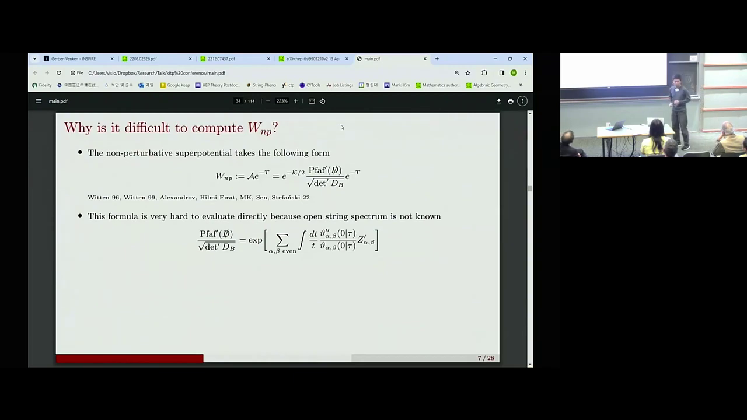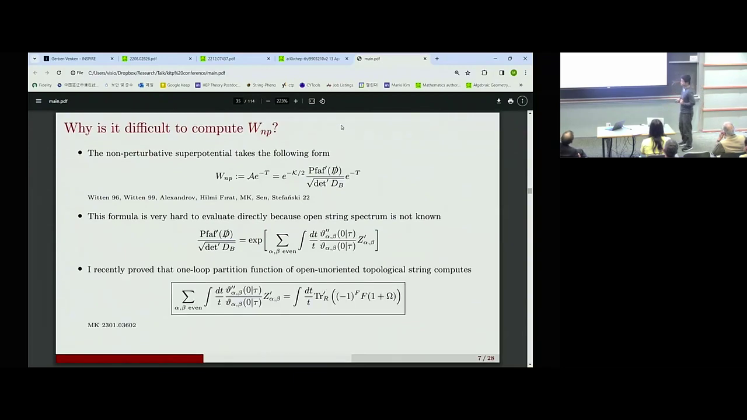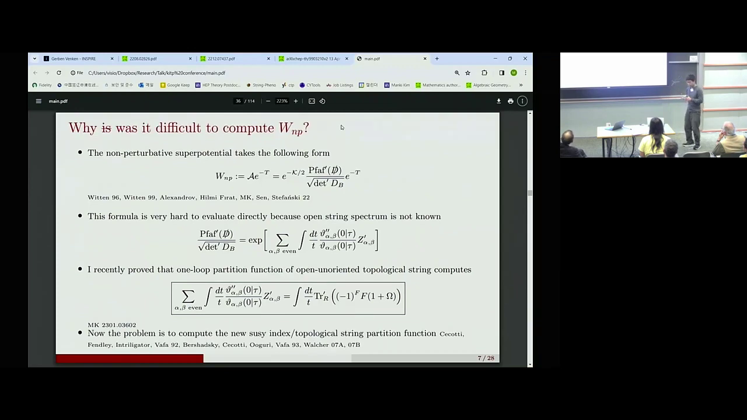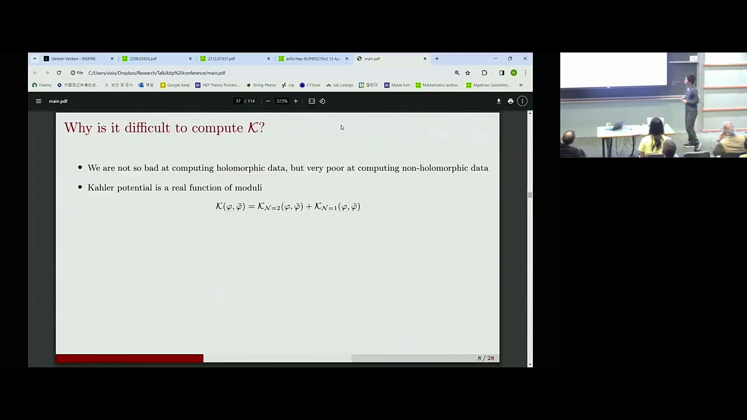But of course, this is a holomorphic quantity. You might guess, okay, there must be a better way. Actually, there is a better way. Recently I proved that this whole combination can be rewritten in terms of the topological string partition function at one node. So you might be able to just compute it if you have a good understanding of the topological string partition function. It was difficult, it is somewhat still difficult, but anyhow, not so horrendously difficult. Now, really the problem is to compute the topological string theory or the so-called Nekrasov index, which will show up again.